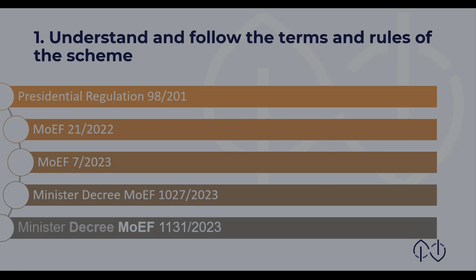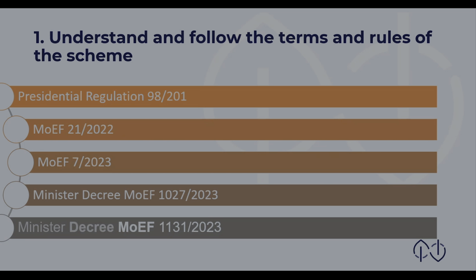This is the foundation of the regulation, and the second regulation is the ministerial regulation from the Ministry of Environment and Forestry, number 21, 2022. They regulated the implementation of carbon projects in the forestry. And in the next year, the Ministry of Environment and Forestry also released Ministerial Regulation number 7, 2023, about the procedure of carbon trading.